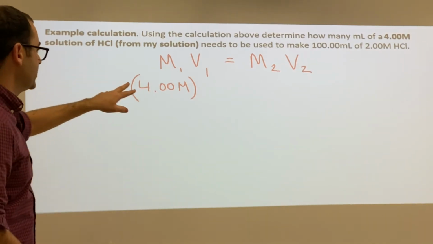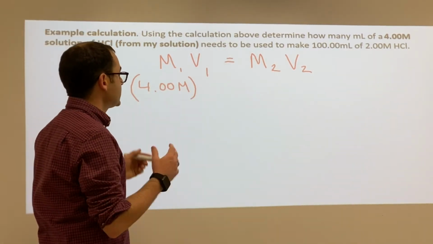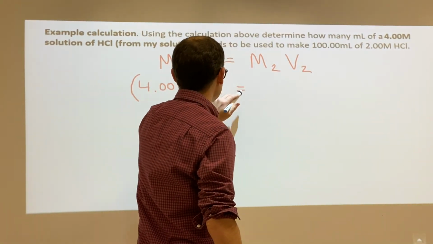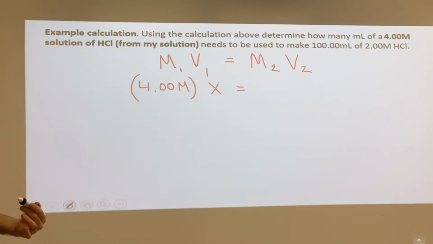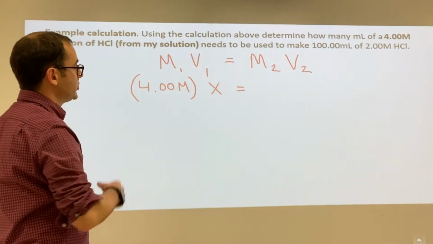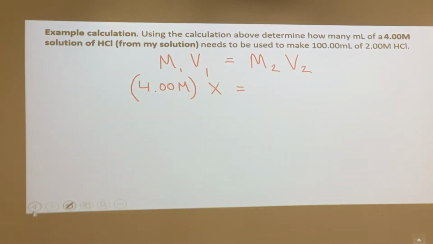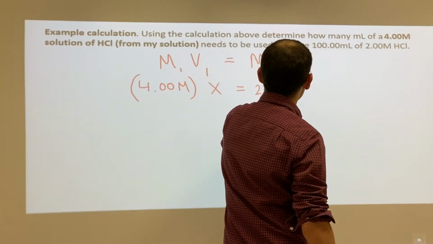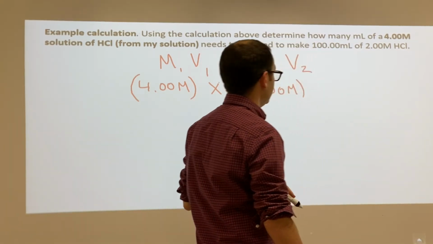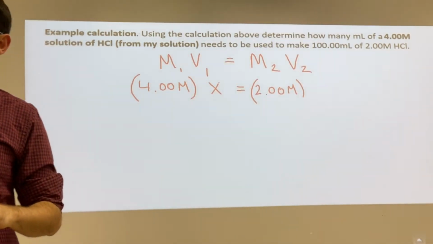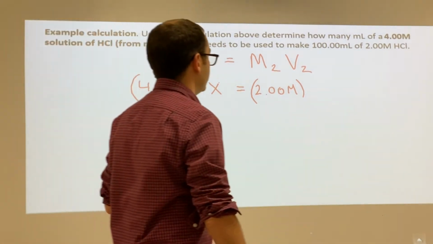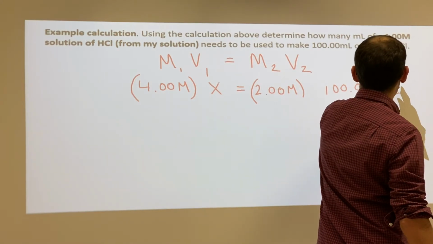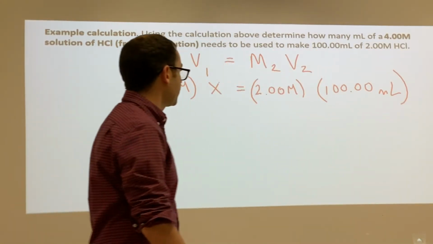Okay, what about V1? Do we know what this is? No, this is our unknown, right? So I'm actually going to relabel this as X, just to make it really obvious that that's what we're solving for. And then M2, do we know what the M2 is going to be? Yeah, it's going to be 2.00 molar. And do we know the V2? What volume are we looking for at the end? Yeah, we're looking for 100, right? 100.00, and it's in milliliters, okay?